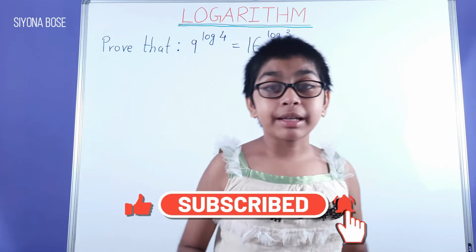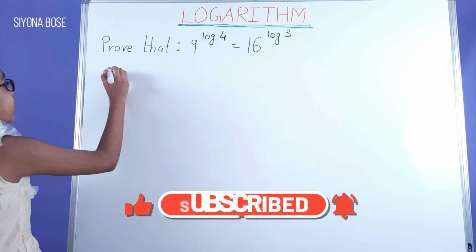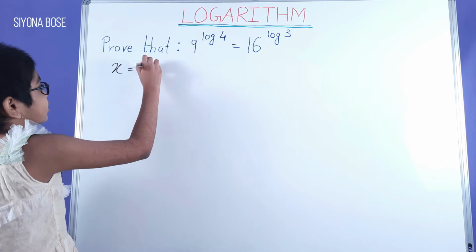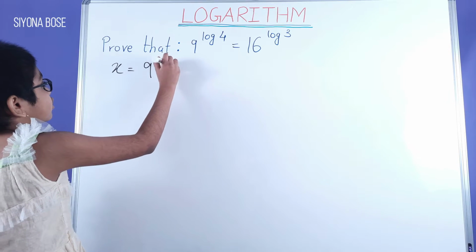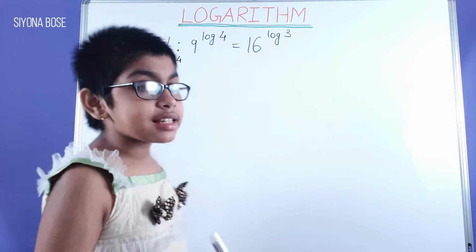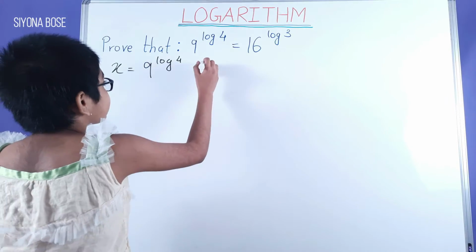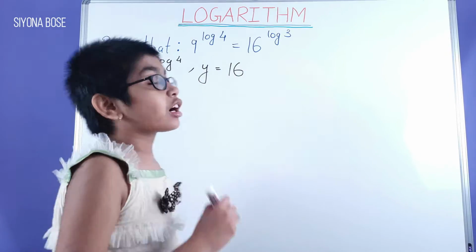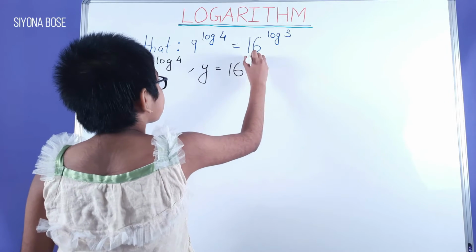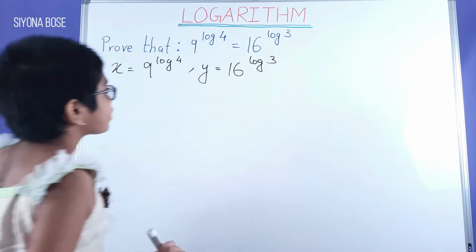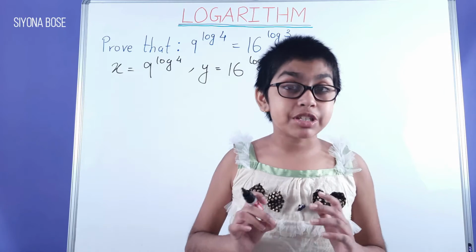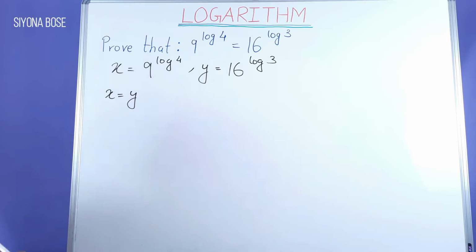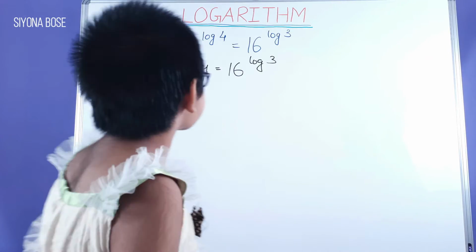We can let x equal 9 to the power of log 4, and let y equal 16 to the power of log 3. That means ultimately we have to prove x equal to y. Now let's get to doing that.